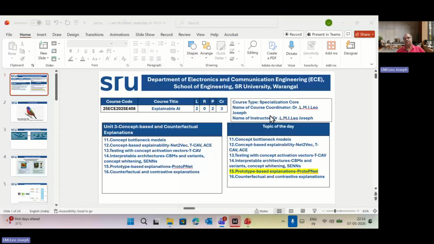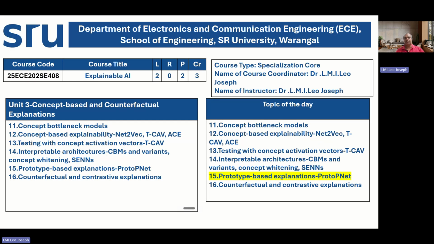Today we are going to see the video lecture series on Explainable AI. In this video series, we are going to see the topic called prototype-based explanation, that is called ProtoPNet. This is another important topic. Basically, prototype-based explanation is quite different from what we have discussed in the earlier lectures.